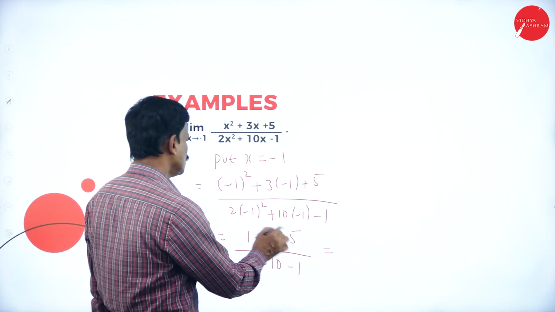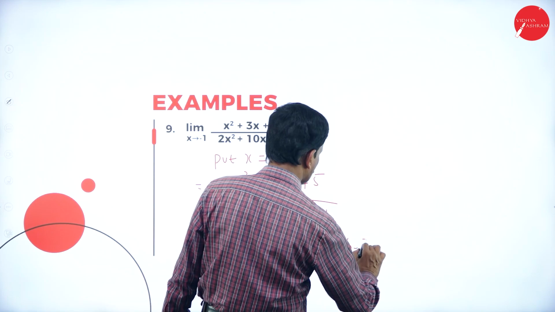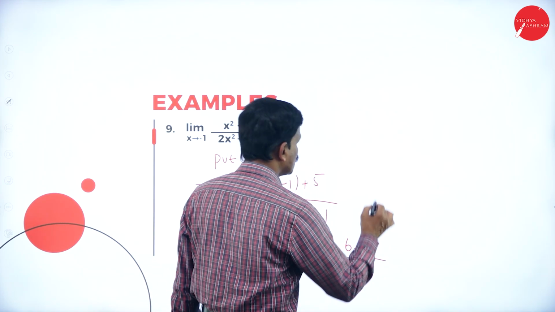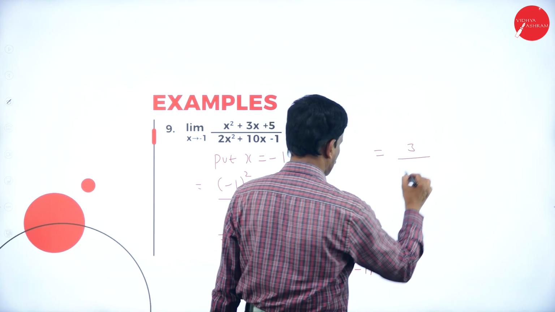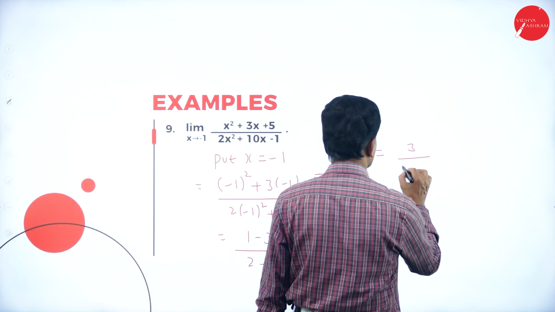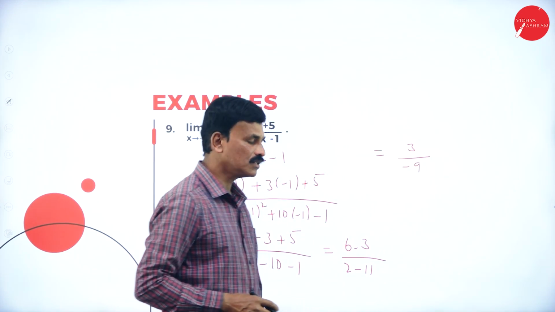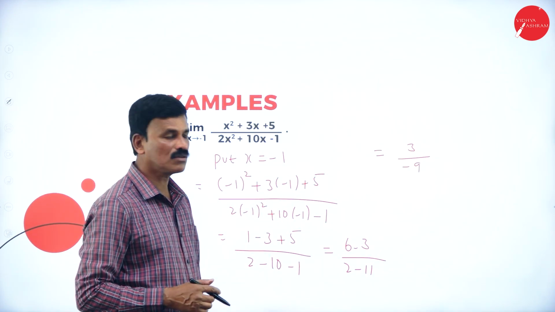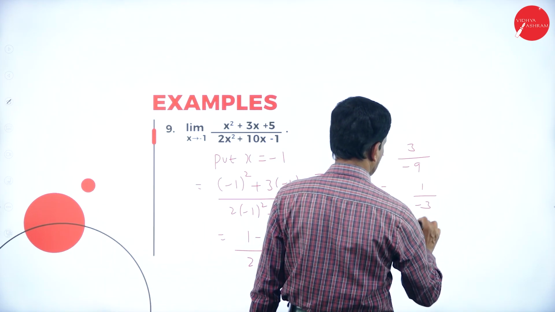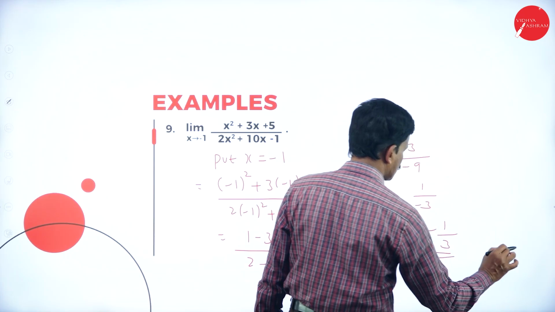This is equal to 5 plus 1 is 6, minus 3, divided by 2 minus 10 minus 1 is minus 11. 6 minus 3 is 3 divided by 2 minus 11. 2 minus 11 is equal to minus 9. Right. So what is 2 minus 11? That's equal to minus 9. Divide it, 3 1s are, 3 3s are. So therefore the simplified answer is minus 1 by 3.